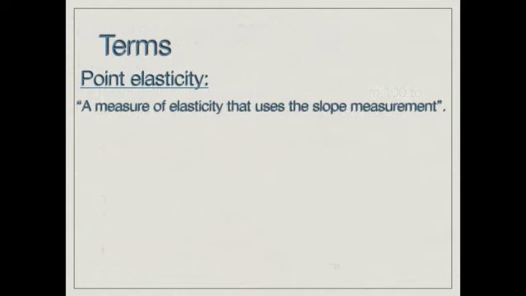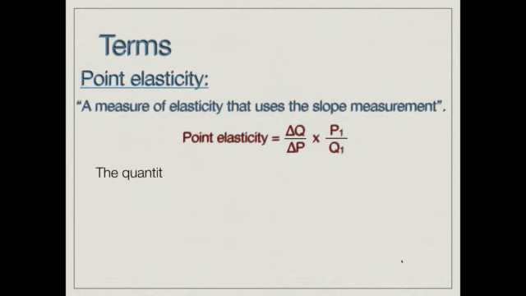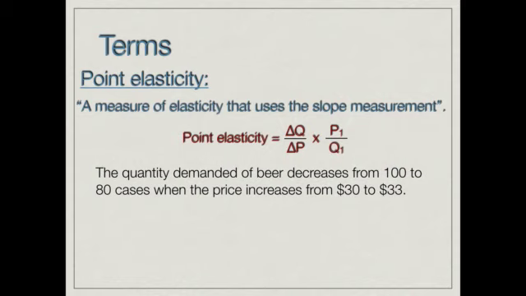Now, to get around this, we can use the point elasticity method, which is a measure of elasticity that uses the slope measurement. That is the formula for point elasticity. It's the change in Q over the change in P, multiplied by the original price divided by the original quantity. We can use that original information we talked about with the change in the price of demand.